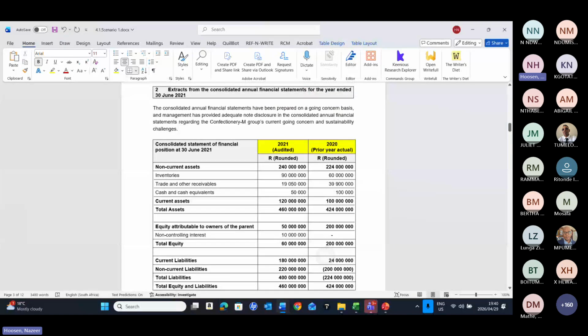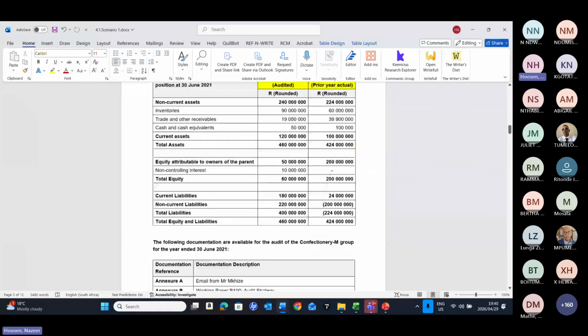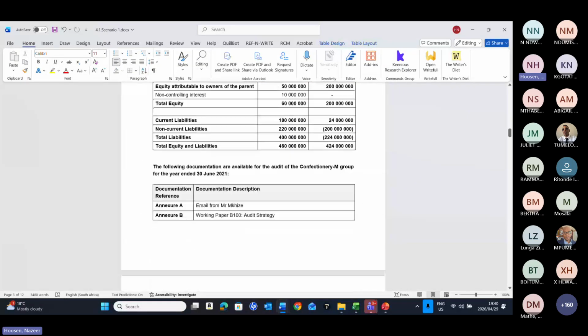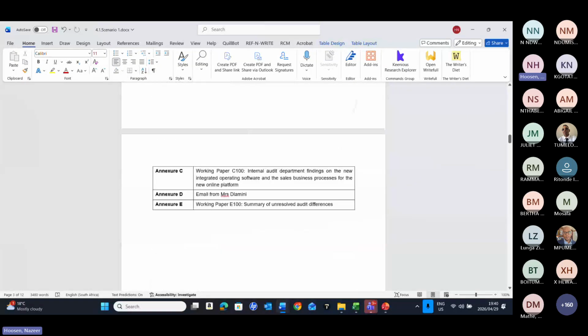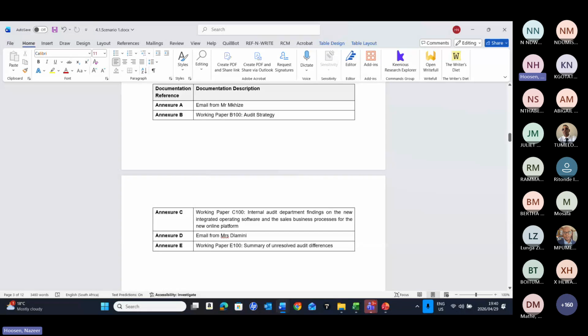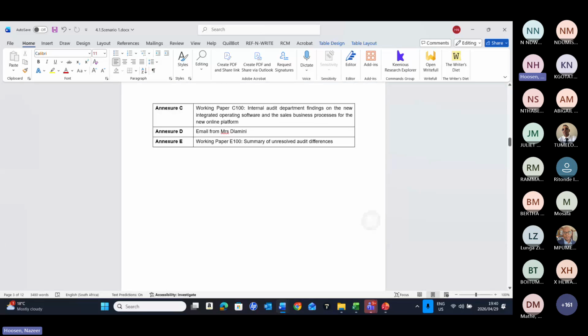There are various working papers when you get down to doing this question. The working papers are, actually, it was an email. There was a PVA mark to respond to that email. Part B was the audit strategy and the critical analyses. C, internal audit department findings, and they were business processes. That's where the questions on you've got to know your cycles came into play. An email from Mrs. Dlamini, where I think a response was needed as well.